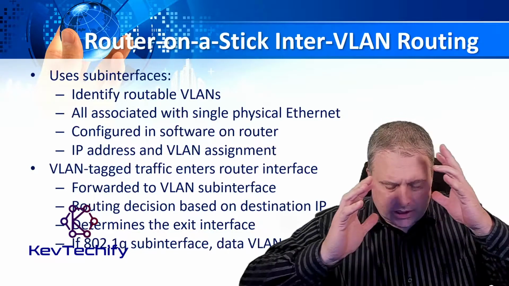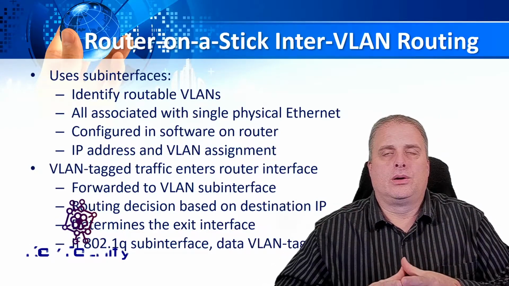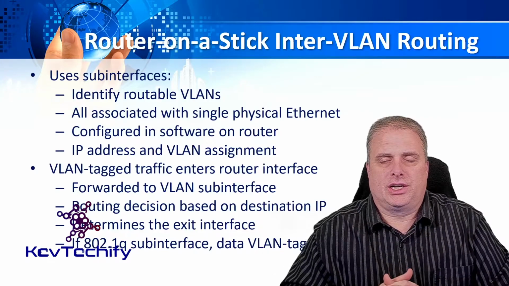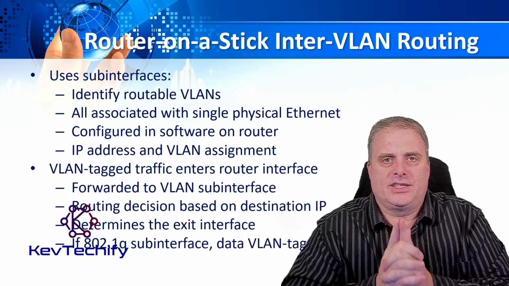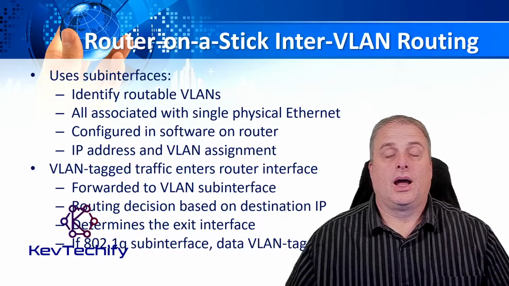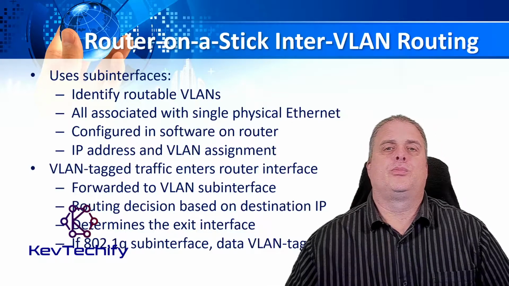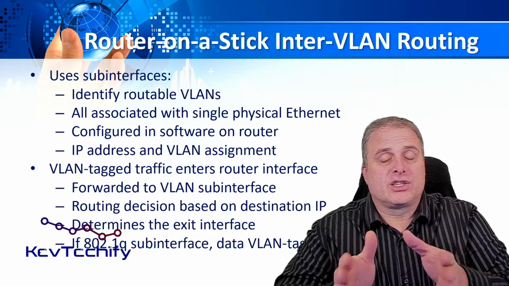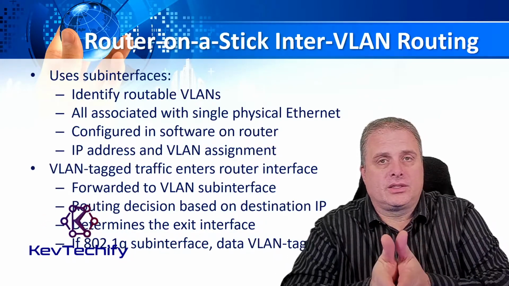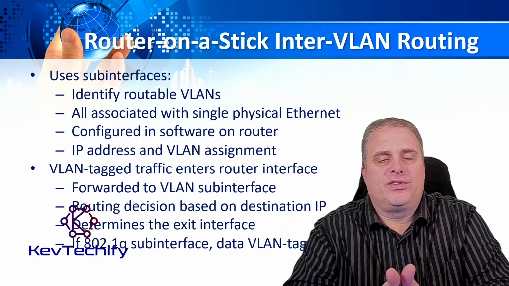When we set up router on a stick, on the router, we have to do some configuration there. And what we do is we use one physical interface on that router. All we have to have is one physical port on the router. We connect it into that trunk port on the switch that sends all the VLANs worth of traffic across that connection into that one physical port.